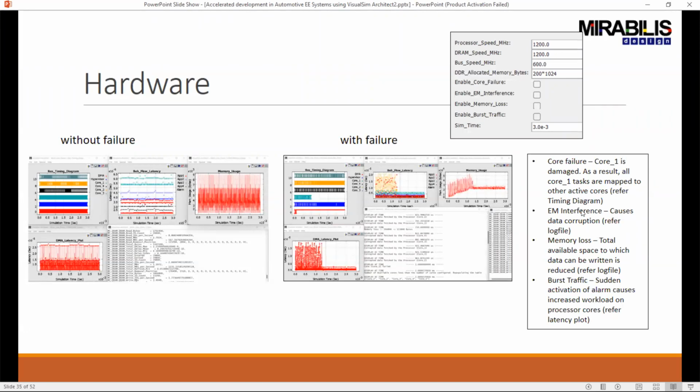when core one failed, we could see the activity graph. Here in this graph, there is no continuation, because the corresponding core was failed. And compared to here, we could see there is no continuity here. And in the memory usage, we could see there are a lot of spikes happening, which is caused by the corruption of data. And then due to the sudden activation of the alarm, there is an increased workload accessing the processor cores. So that again affects and causes spikes in the latency.